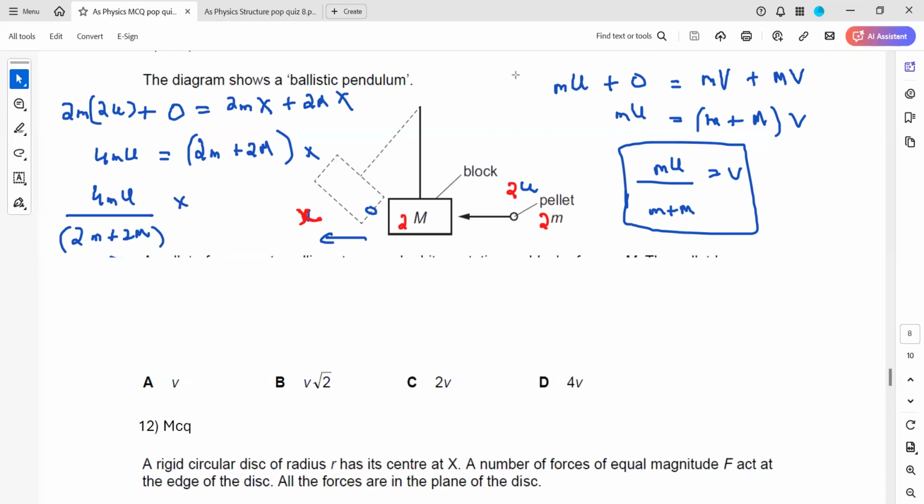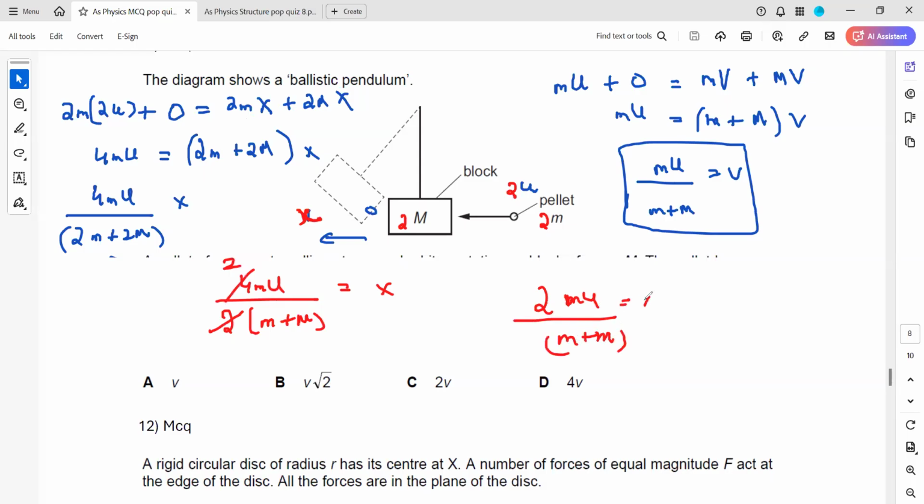If I simplify this relation, this is 4mu divided by, if I take 2 common, small m plus capital M, is equal to x. So this 2 can cancel with this 4, so this will become 2. So 2mu divided by m plus capital M is equal to x.